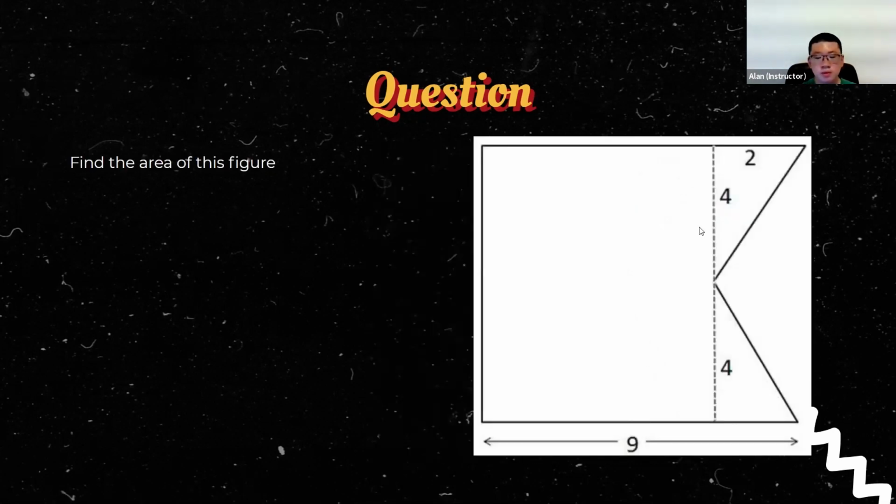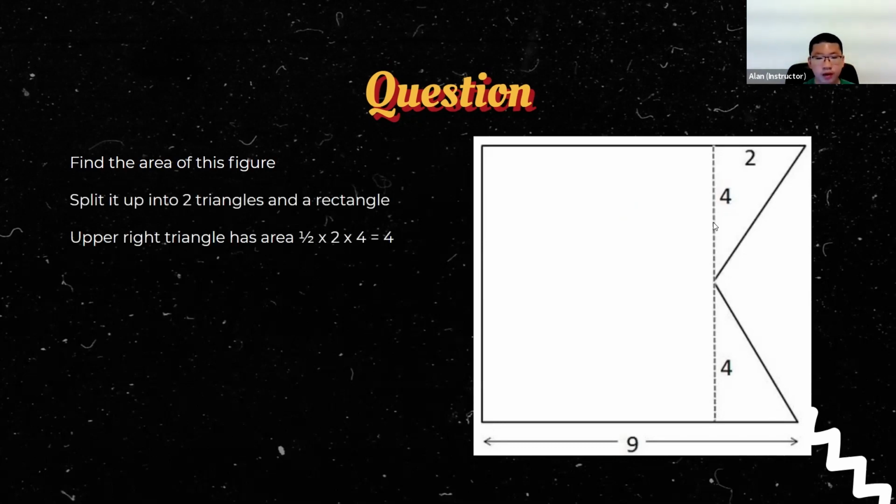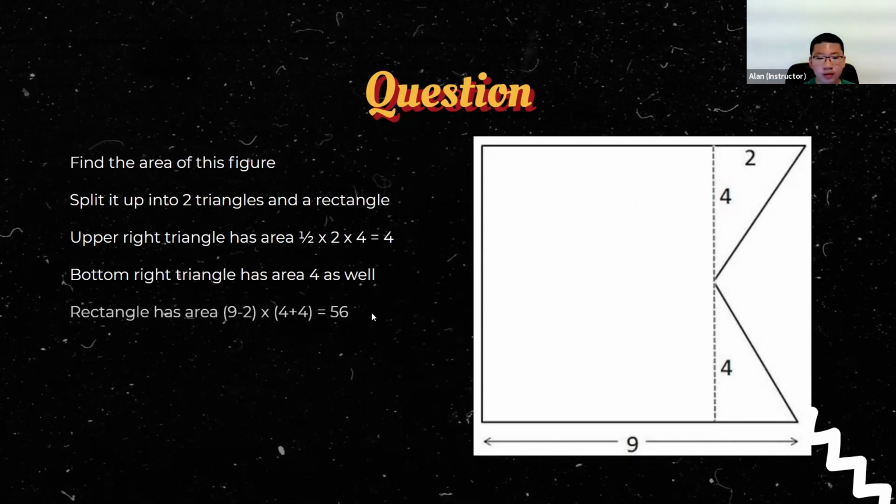What we can do is split this figure up into two right triangles and a rectangle. The upper right triangle has a base 4 and a height 2, or a base 2 and a height 4, it doesn't matter what order you put them in. So it has an area of 4. The bottom right triangle also has a base of 4 and a height of 2, so it also has an area of 4. And then finally, the rectangle has an area of 9 minus 2.